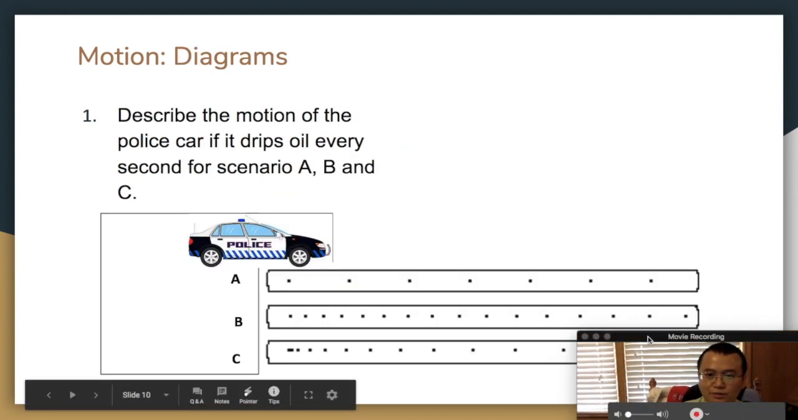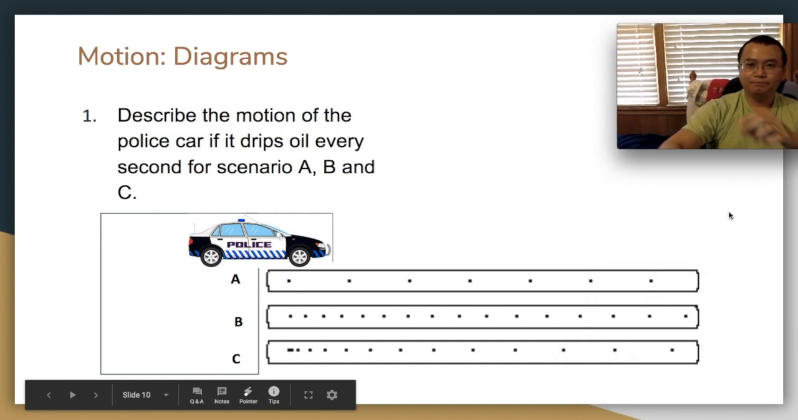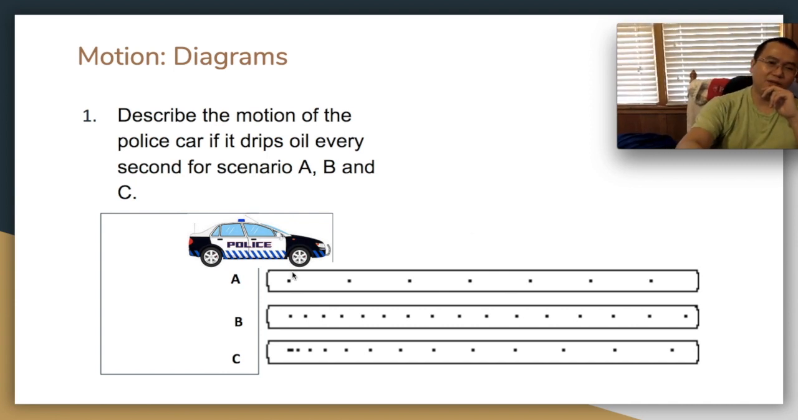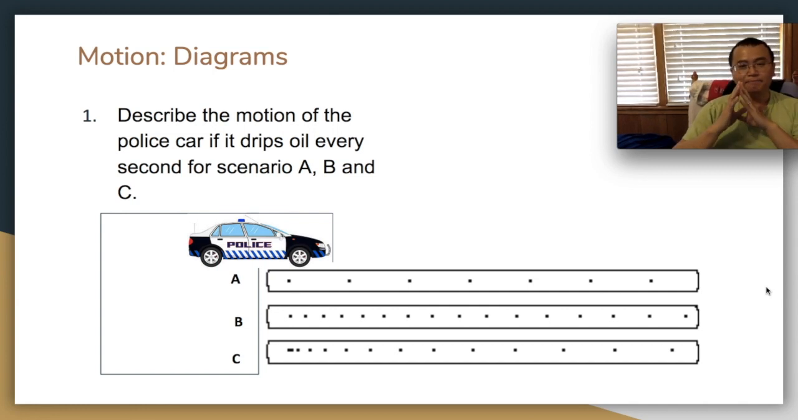Okay, let's look at this one. Let me move myself up here. All right. So this one, describe the motion of the police car if it drips oil every second for scenarios A, B, and C. So you have a police car that travels from left to right, and every second the police car drips oil on the road. Your job is to describe the motion for these three cases. So pause the video, see if you can describe it in terms of speed, whether they're speeding up or slowing down.